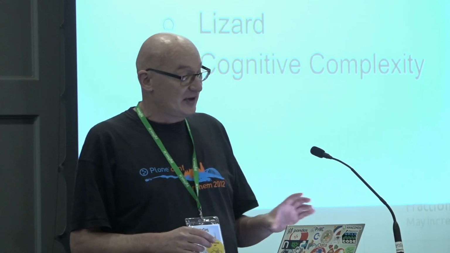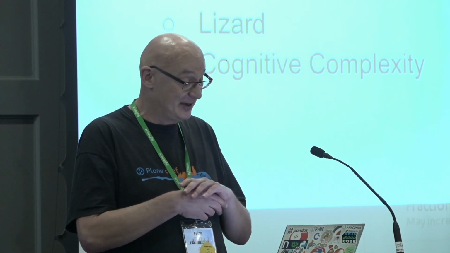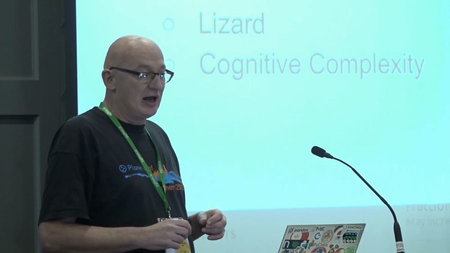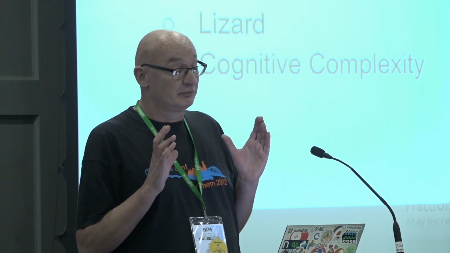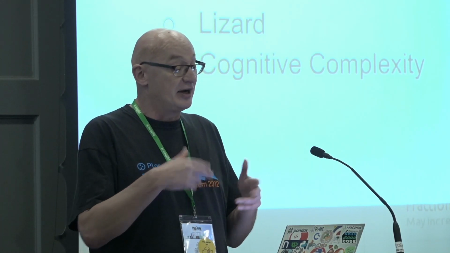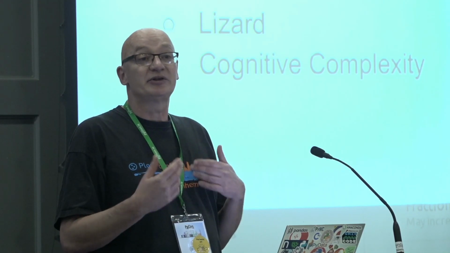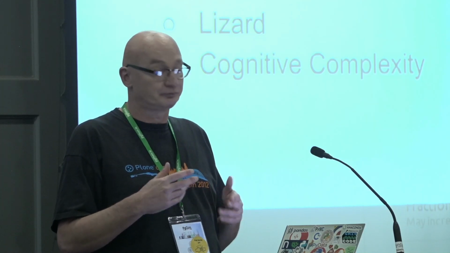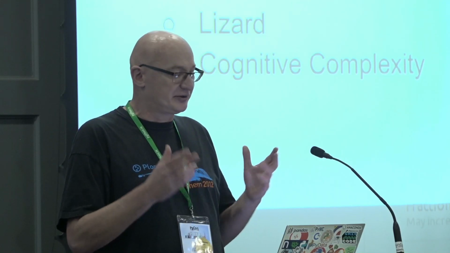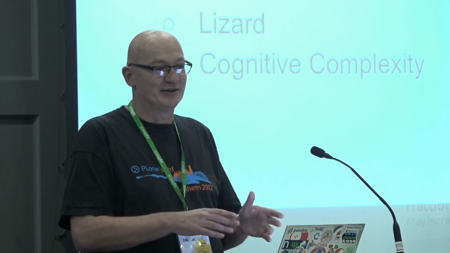And another thing is a cognitive complexity scanner, also available as a Flake8 plugin. And that is a bit more advanced than the above complexity scanners, because it also takes things like recursion into account. So it really fits the mental model of a human more than the other scanners.